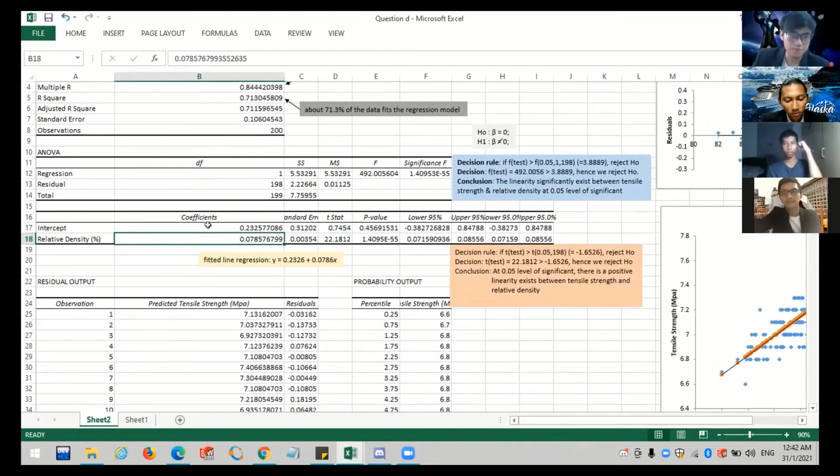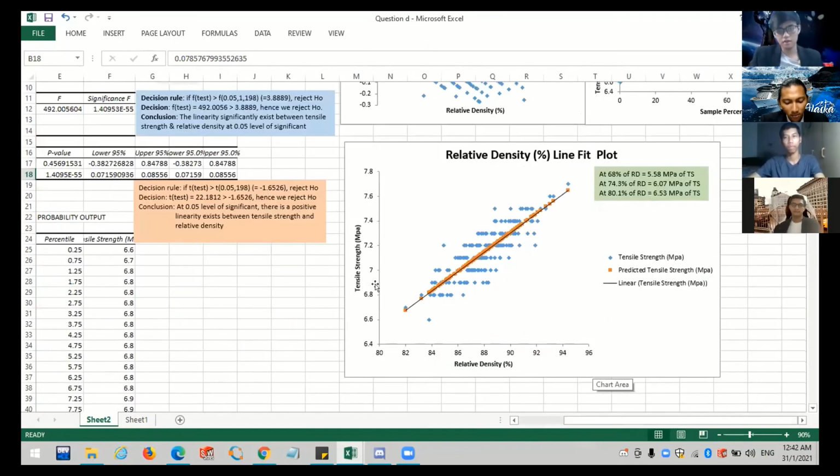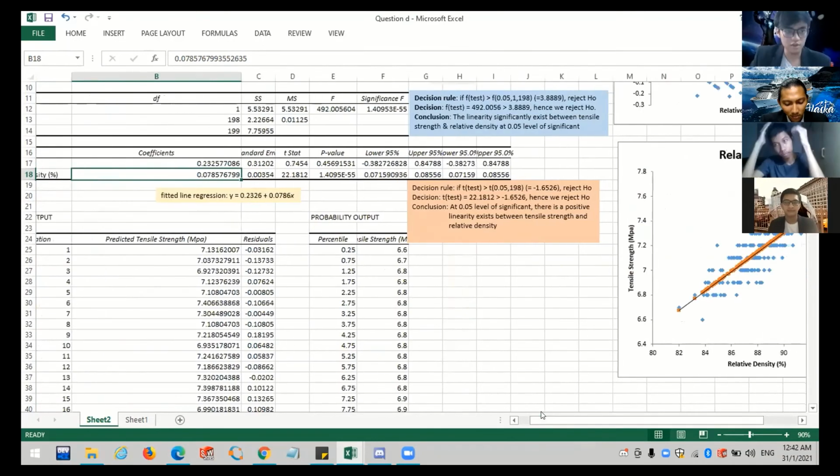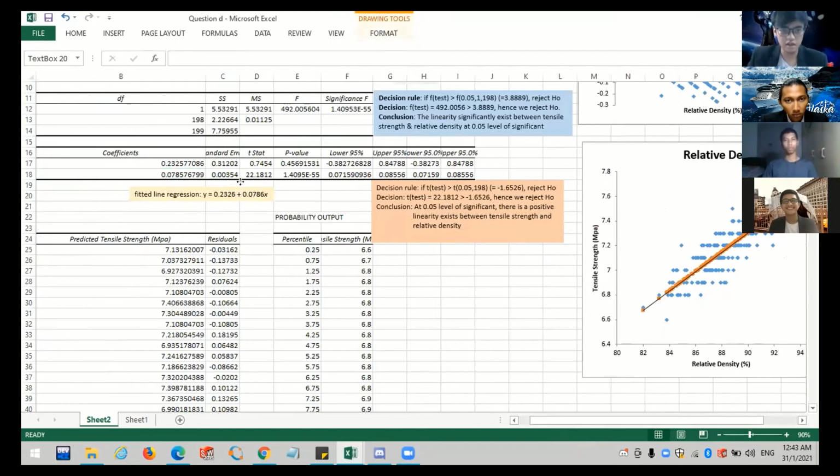From this table also, we obtain the value of the intercept and the value of relative density. From these two values, we can create an equation for our graph. Then we can use this equation in order to predict the value of tensile strength. For the first graph that we obtained, tensile strength versus relative density, the equation of the fitted regression line is y equal to 0.2326 plus 0.0786x.